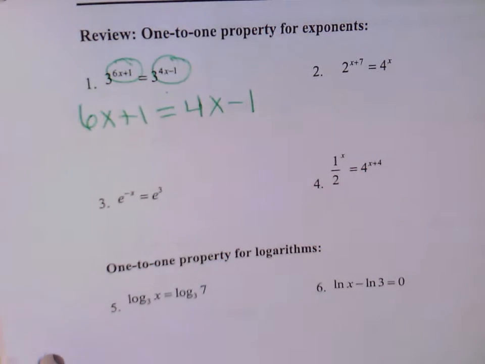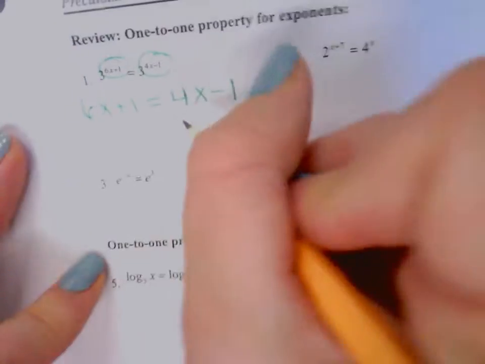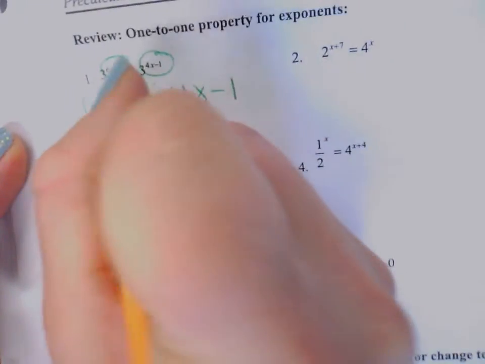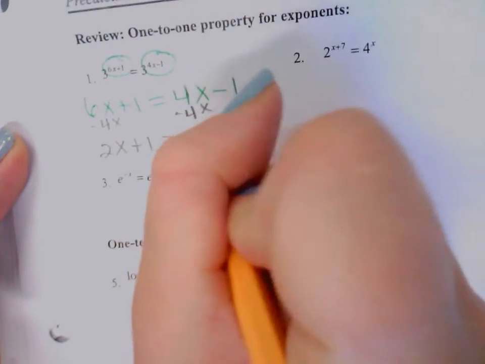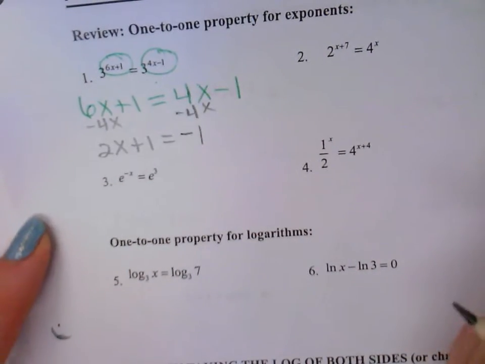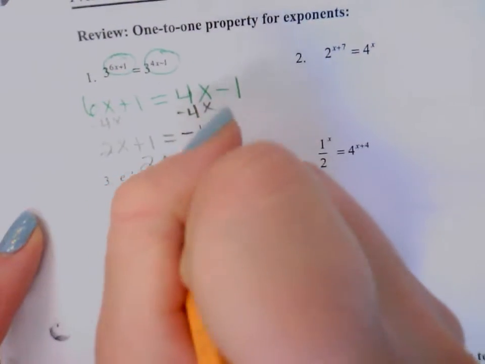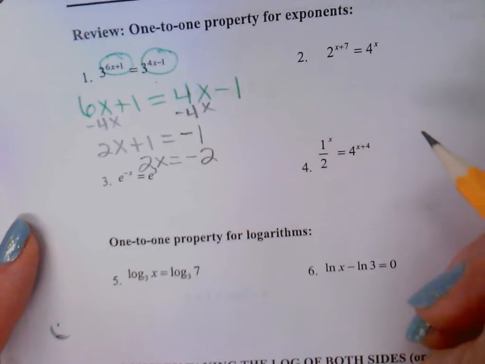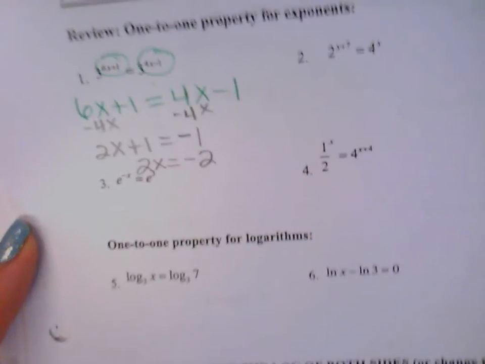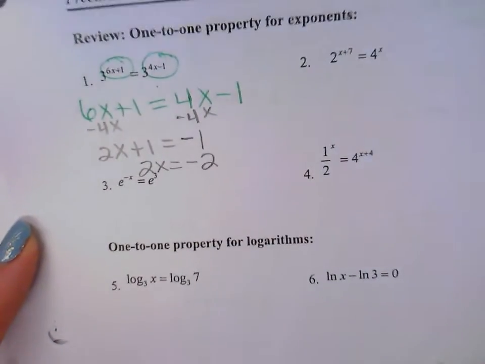Right? So I would subtract the 4x to the other side. That would give me 2x plus 1 equals negative 1. Subtract the 1 to the other side, so 2x would equal negative 2. And divide by 2 on both sides, so x would have to be just negative 1, would be my answer.